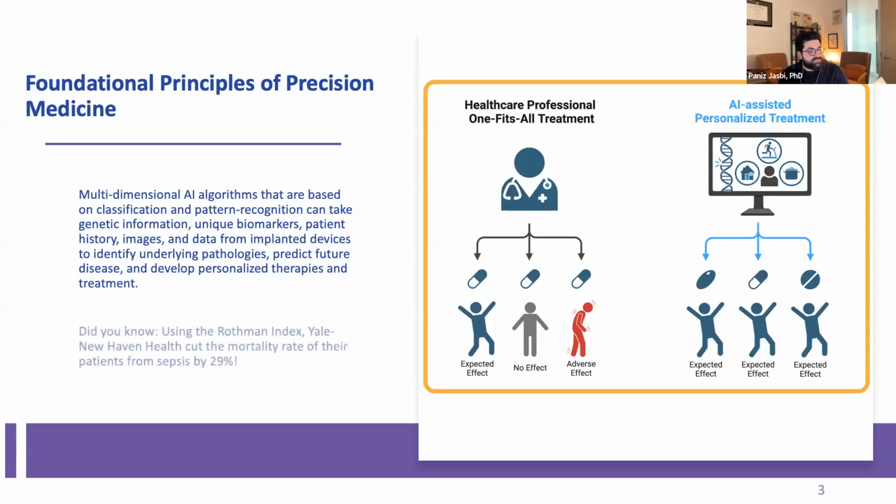So this is, for instance, using the Rothman index, which is a simple index that can be calculated from patient metadata. It's not even from biological data, but from metadata. Yale New Haven Health Hospital System cut their mortality rate by 29%. And this is something that was, again, calculated from patient self-report and metadata, and it's included in the Epic software systems.